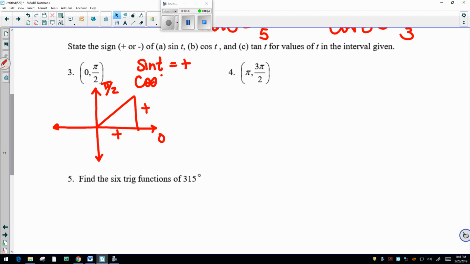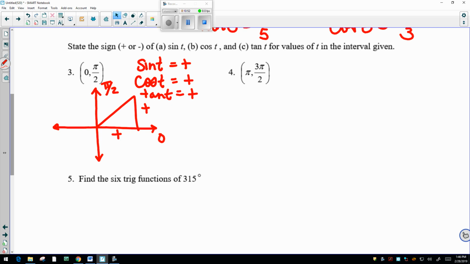Any cosine ratio I make will be positive. And any tangent ratio I make will be positive. Think. So sine, I have positive divided by hypotenuse. I have cosine, positive divided by the hypotenuse. Tangent, positive divided by positive.